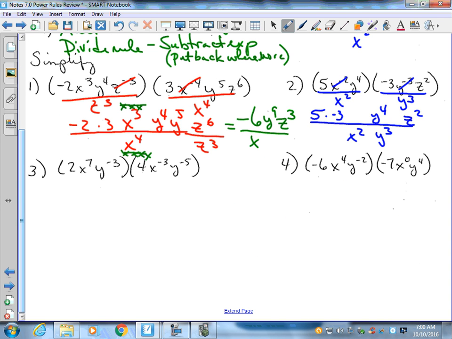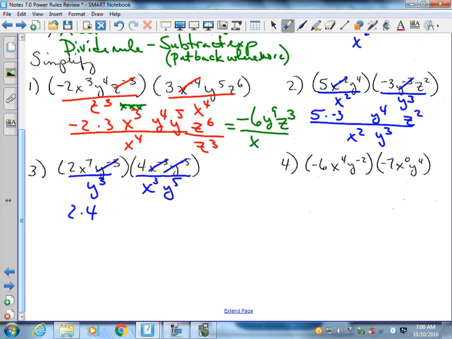So in question number 3, I'm looking for, okay, these y's need to come down because that's a negative power. Over here, these x's and y's need to come down. The x's are going to come down and become x to the 3rd, and the y's are going to come down and become y to the 5th. So get rid of your negative powers first, then reorganize.